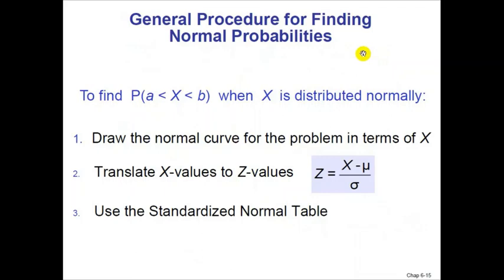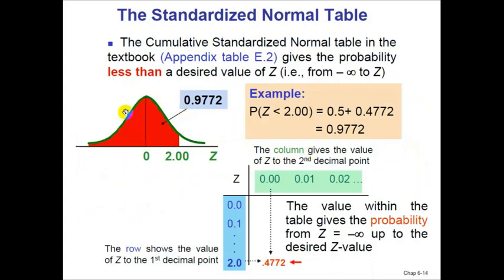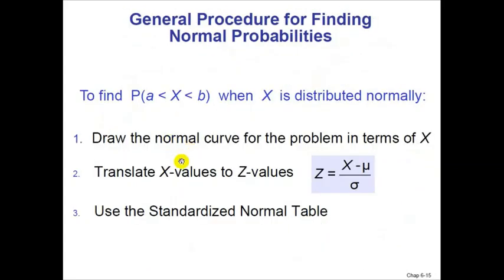So the general procedure for finding normal probability. We will go through these steps to find the probability for X in between A and B. First, we need to draw a normal curve for the problem in terms of X. So this is what you have to do just now. Draw this normal curve.